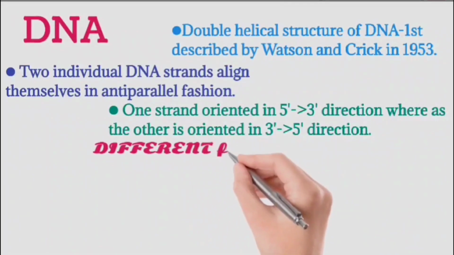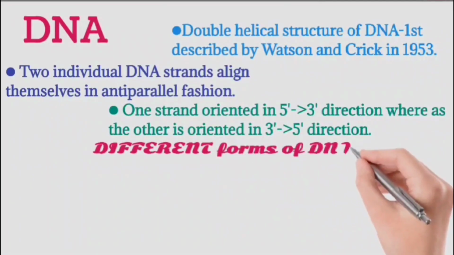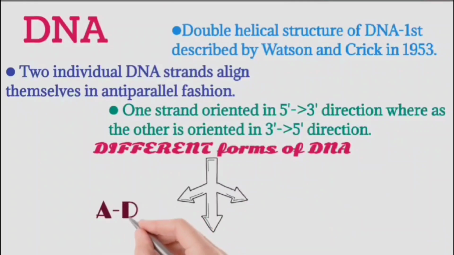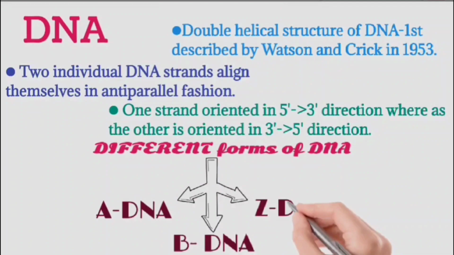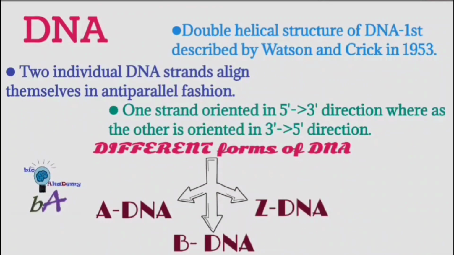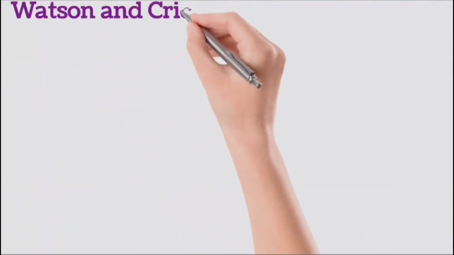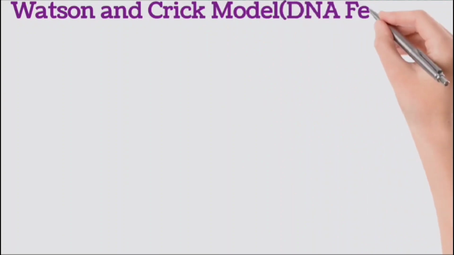Three forms of DNA we generally study. They are A, B and Z DNA. Before coming to detail of A, B and Z DNA, we can first describe about Watson and Crick model. So it will help for better understanding.